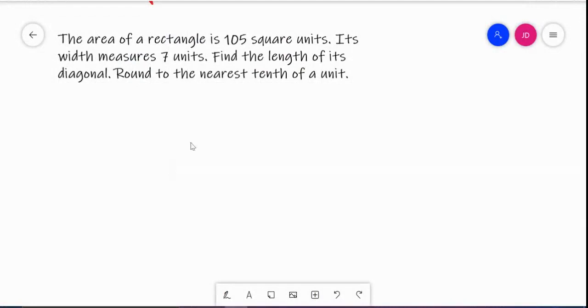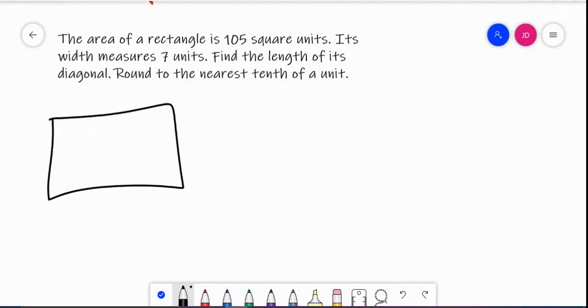Okay. The area of a rectangle is 105 square units. Its width measures 7 units. Find the length of its diagonal. Round to the nearest tenth of a unit. Okay. So drawing a rectangle this time. The width measures 7. All right. And we know the area is 105.